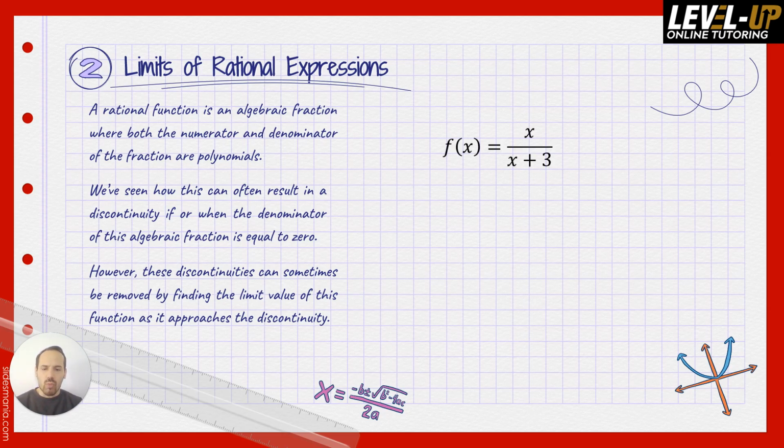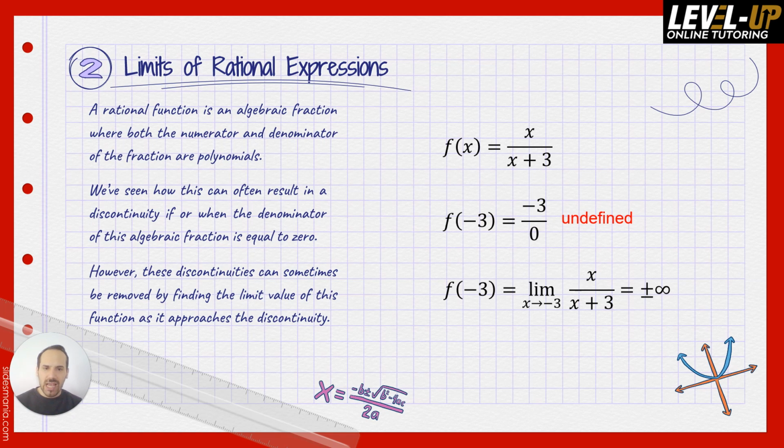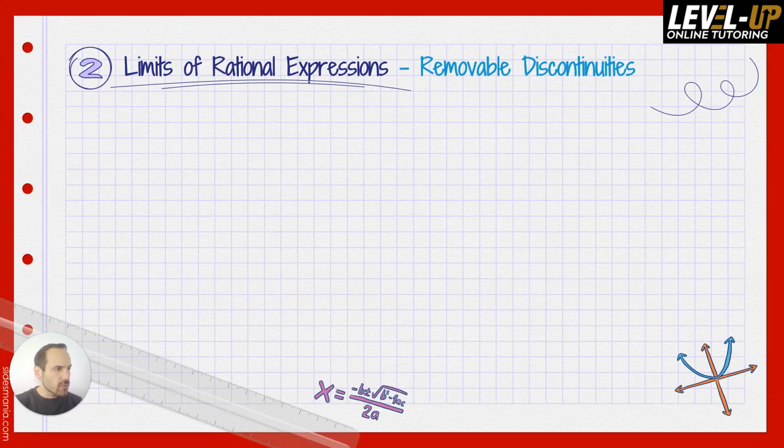So what we've looked at so far are discontinuities that cannot be removed. It'd be something like this. When we substitute x equals -3, we get -3 over 0 in this case, which is an undefined value because we can't divide by 0. Therefore the limit as x goes to -3 is basically plus or minus infinity. So this is what we've seen so far: a discontinuity that goes to positive or negative infinity can't be removed. We're going to look at ones where they can be removed.